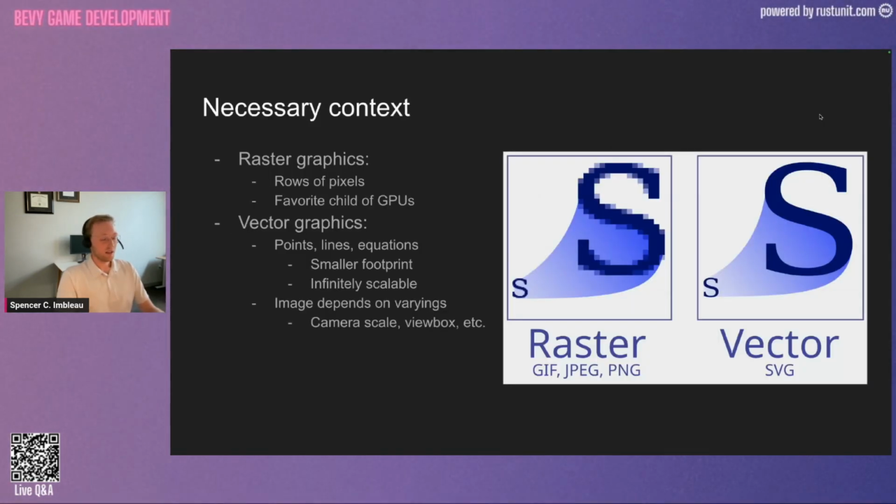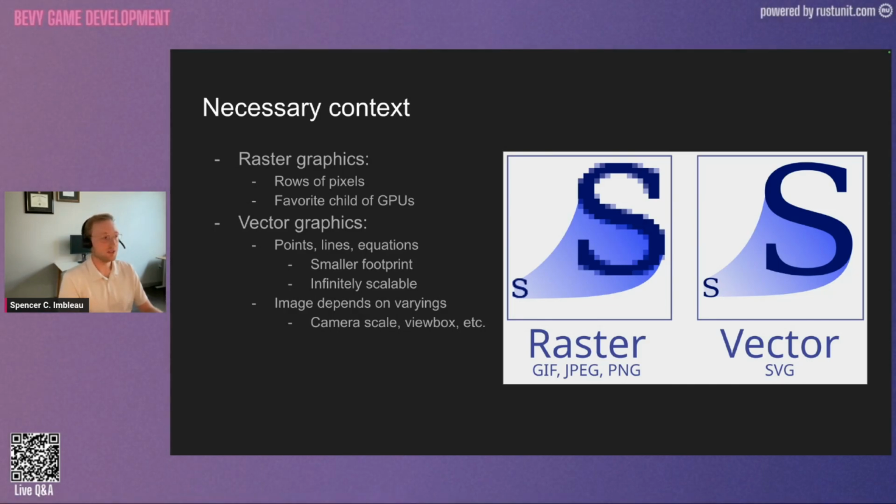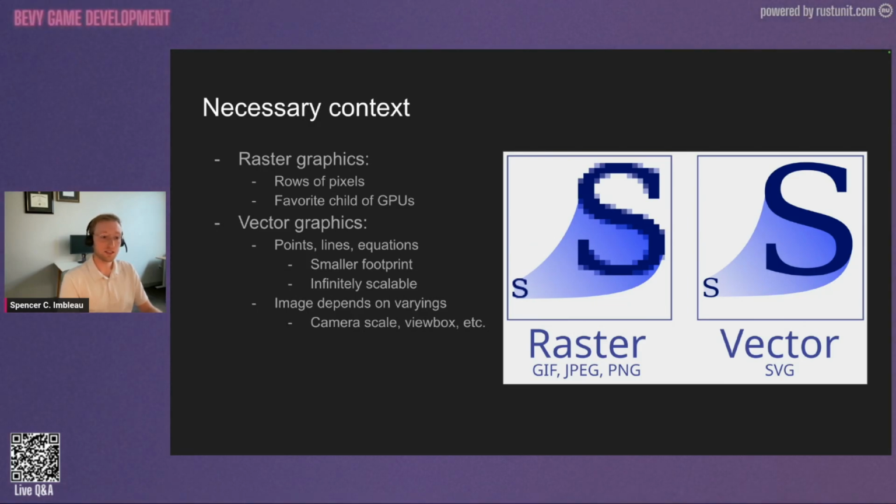So we're going to start with just some necessary context to understand what vector graphics are and what Velo is. There are two competing imaging models, raster graphics and vector graphics. Raster is the traditional graphics model that you would always think of. You have hundreds of rows of pixels encoded in an image, and that has long stayed as the favorite child of GPUs. It's what the graphics processing unit prefers.